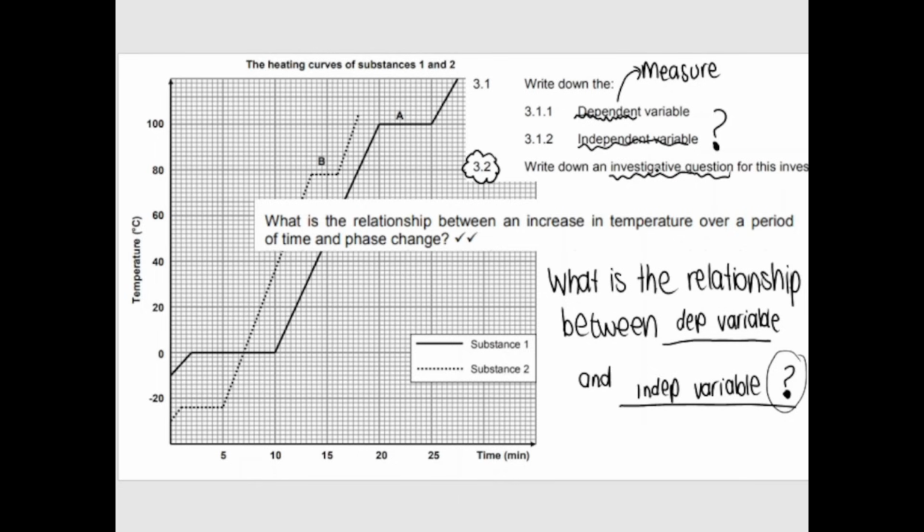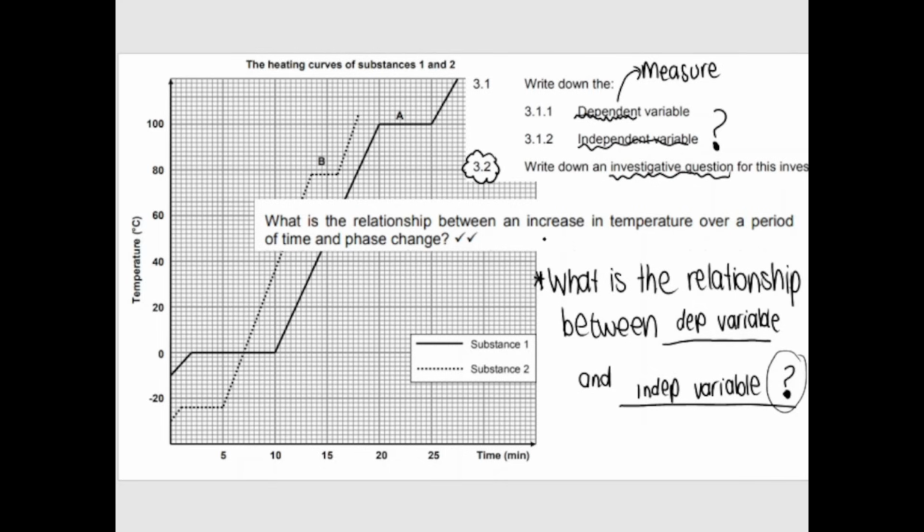So just remember, an investigative question is going to prompt a hypothesis, a conclusion. It basically links your two variables. You want to investigate the relationship between those two variables. So if you say, as time goes on, does temperature increase in phase change? I can say yes. So I can answer yes to that question. That is not explaining the relationships. But by starting your investigative question with what is the relationship, you cannot answer this with a yes or a no. You have to explain the relationship, and that's exactly what we want.